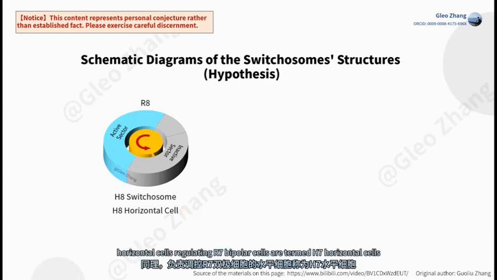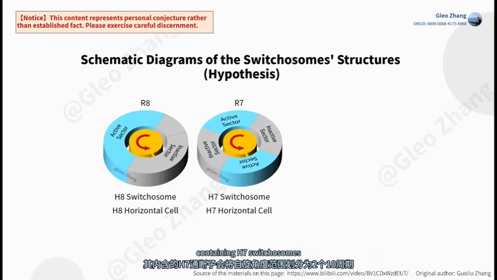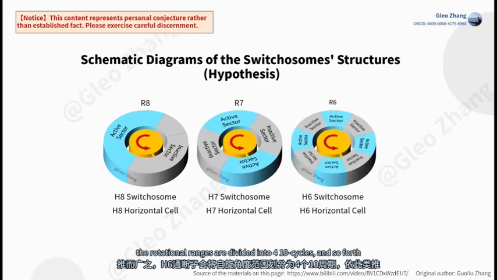Correspondingly, horizontal cells regulating R7 bipolar cells are termed H7 horizontal cells, containing H7 switchosomes in which the rotational ranges are divided into two 1-0 circles. By extension, with H6 switchosomes, the rotational ranges are divided into four 1-0 circles, and so forth.